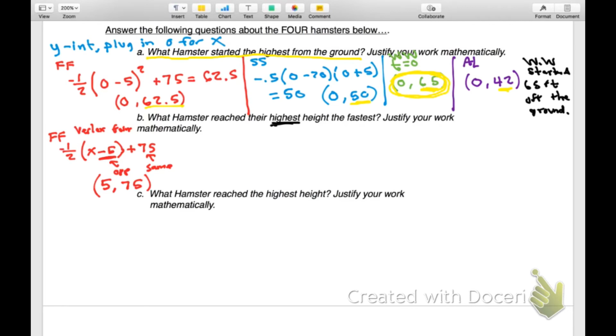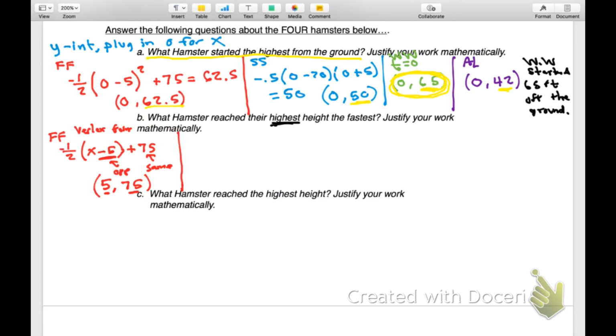So our vertex for hamster 1, the Flying Fuzzball, is after 5 seconds, he's at a maximum height of 75 feet. Right, so it took him 5 seconds to reach his highest height.